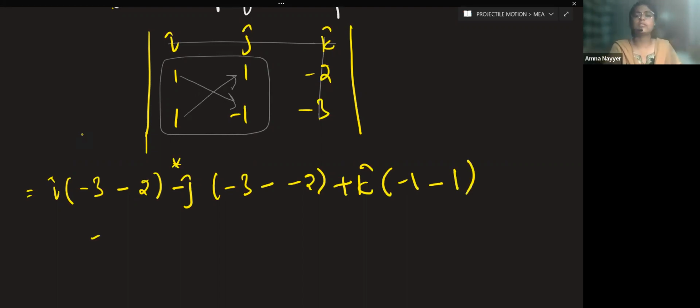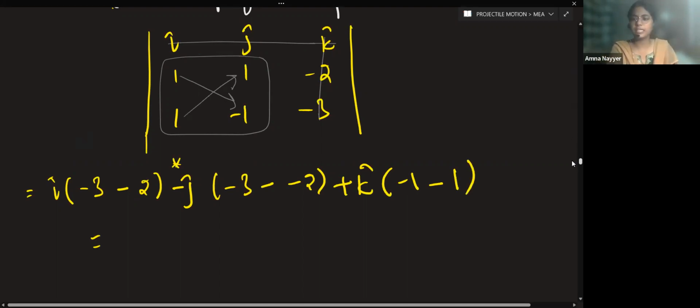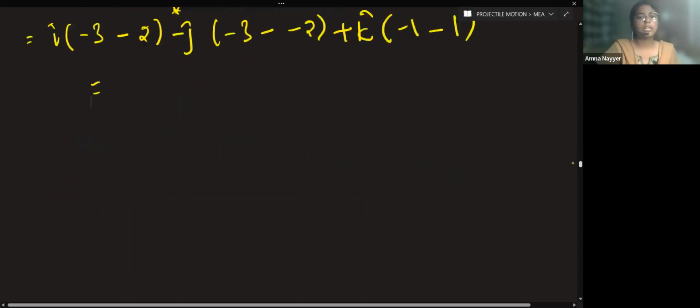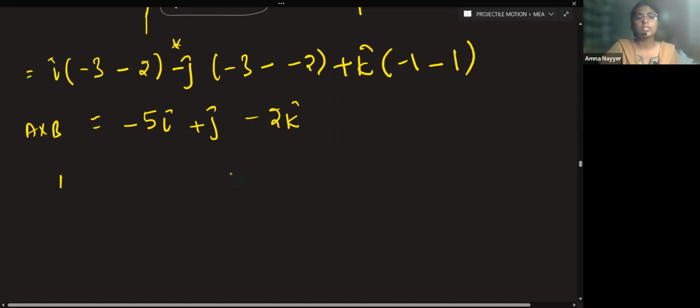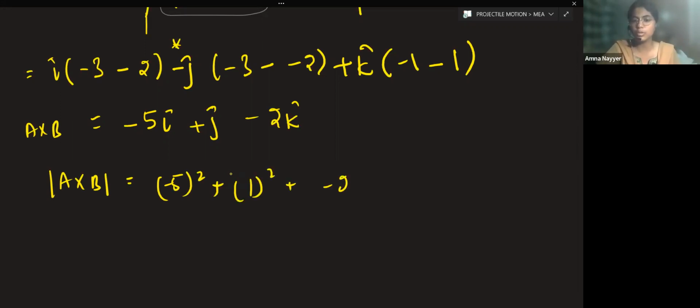So now the determinant's function is over. Now simple mathematics is present. What is left? Minus 2 minus 3 minus 5 i cap. This is 2 minus 3 minus 1. So that becomes plus j cap minus 2 k cap. Now this is what? This is A cross B. So if you find the magnitude of A cross B, this will be minus 5 whole square plus 1 whole square plus minus 2 whole square, under root.